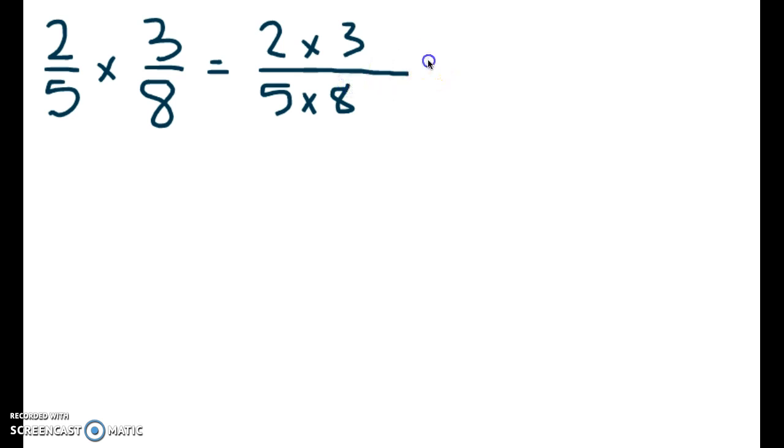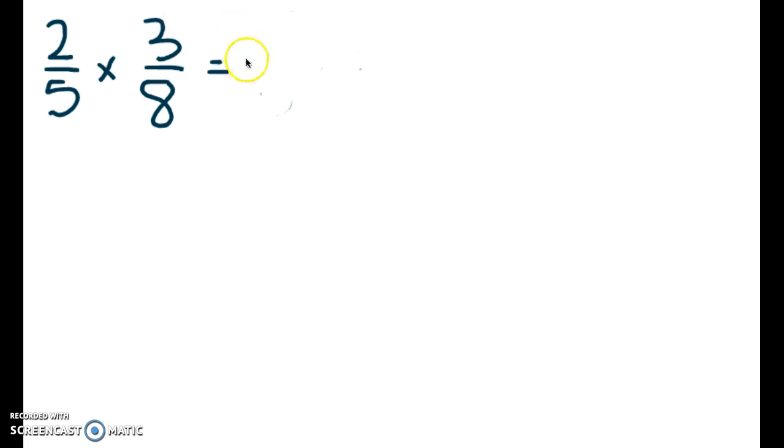Okay. And a couple things you can do. You can cross cancel right here. Like you can see, oh, there's a 2 and an 8, which would make it a 1 and a 4. You can do that. Or you can actually multiply straight through, and cancel at the end, which is sometimes easier as well for some people.